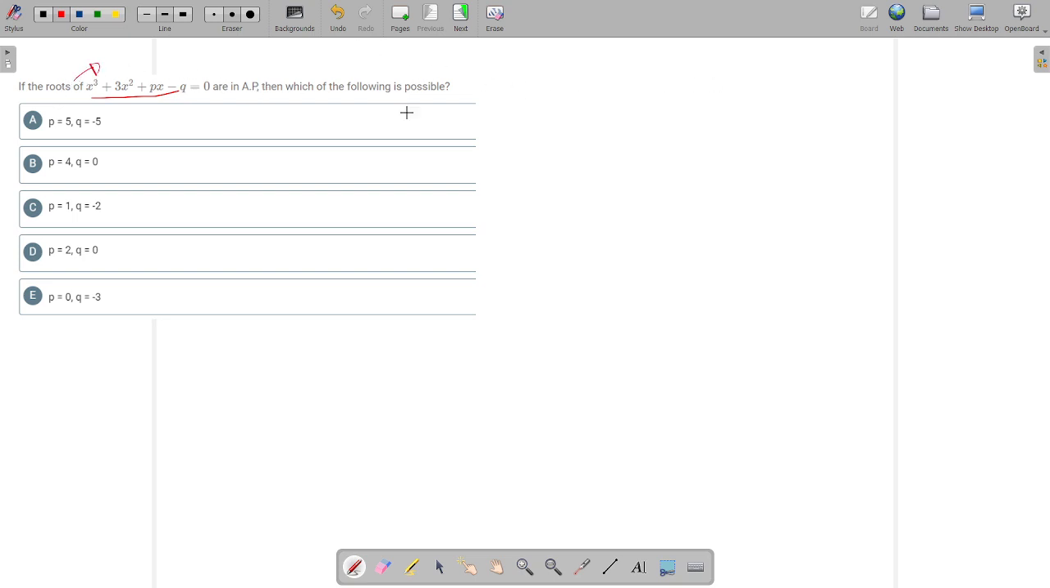Whenever we have three roots and they're in AP, we'll take them in such a way. Suppose the roots are m minus d, m, and m plus d. Why have we taken them in this way? Because when we add them, we'll be able to get rid of the common difference, that is d. Now we know that the sum of roots will be how much? This d gets eliminated and we will be left with 3m.